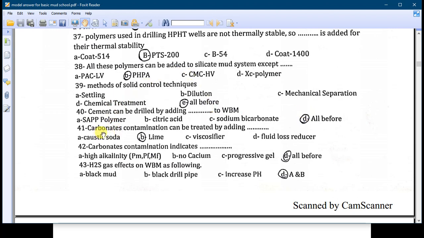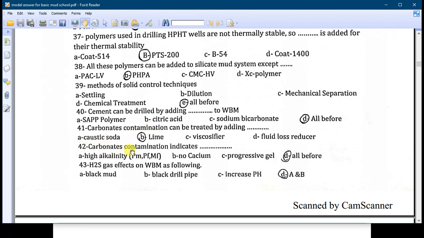Number 41, carbonates contamination can be treated by adding. Carbonate is CO3 minus 2. So in order to get rid of the carbonates, we have to add something plus 2, so that they can settle. What is the element which has plus 2? Actually, it is the calcium. So carbonate contamination can be treated by adding lime, which contains a lot of calcium.